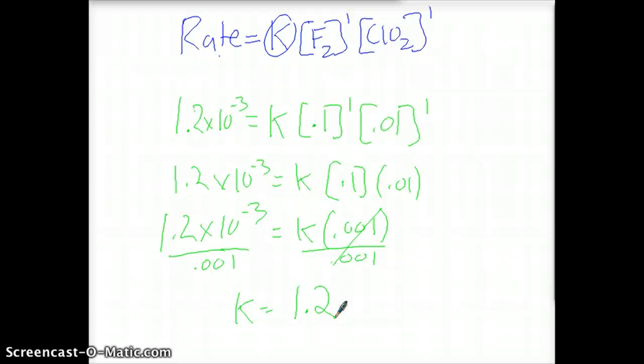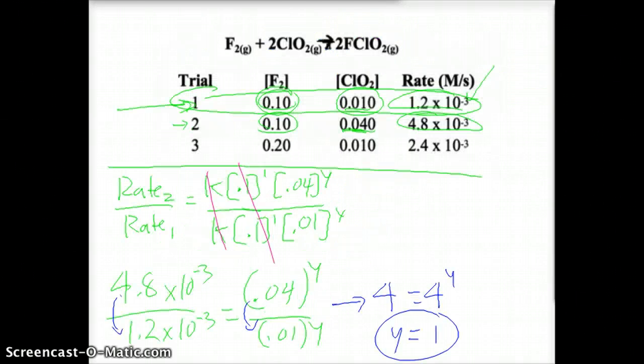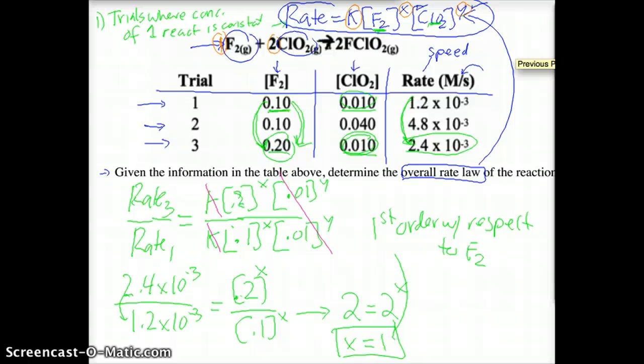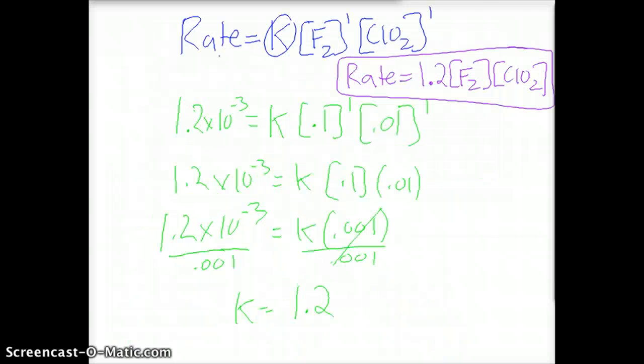So the overall rate law, my final answer would be rate equals 1.2 times the concentration of F2 times the concentration of ClO2. Boom. That would be the final answer for this problem. Now you might be thinking, oh my gosh, Shar, that is an insane amount of work to do one little problem. It is, I agree, but with enough practice you get the hang of it, and there's also a much faster way to do it, which I will show you in class. For now, I want you to feel comfortable with the long way.